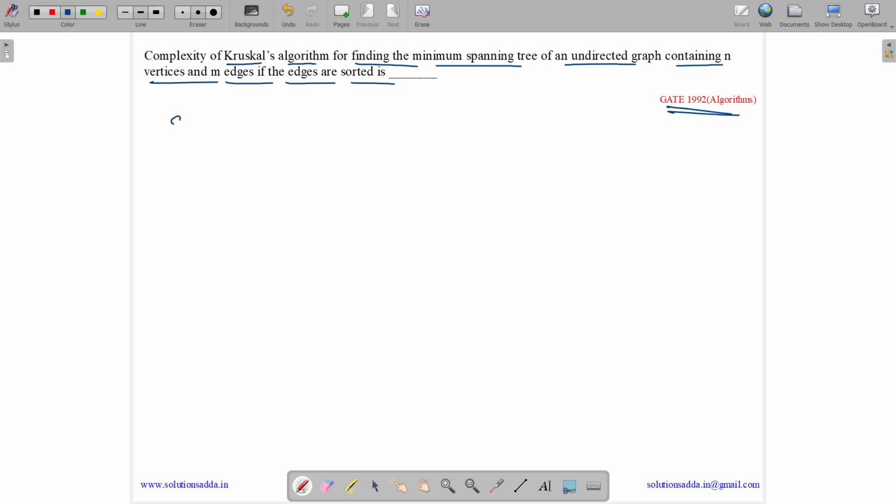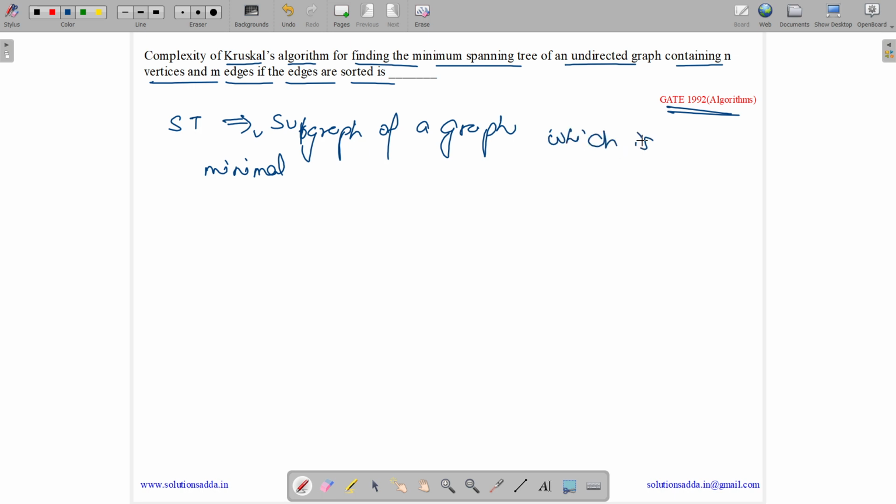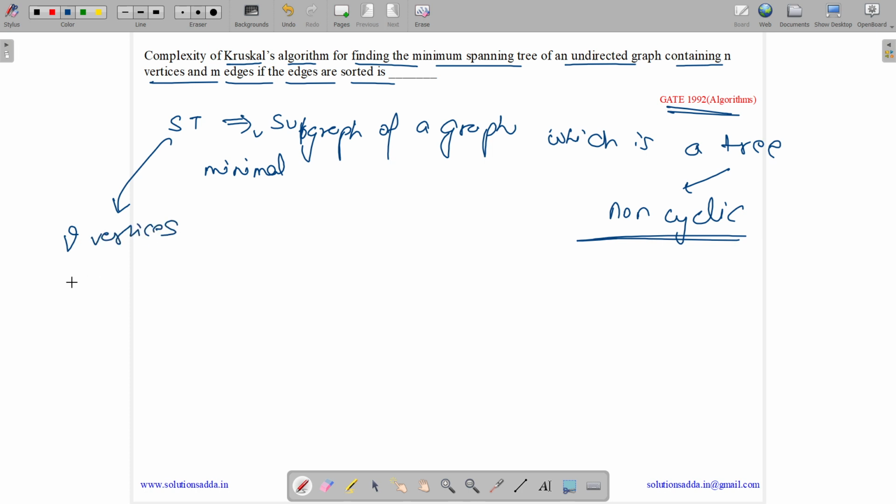So what is a spanning tree? A spanning tree is nothing but a minimal subgraph of a graph which is a tree. So what is the meaning of tree? A tree means it should be non-cyclic. And a spanning tree generally has all the vertices, which means V vertices, and number of edges E equals V minus 1.